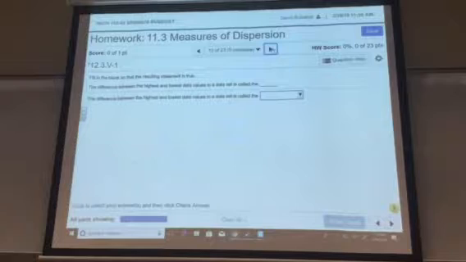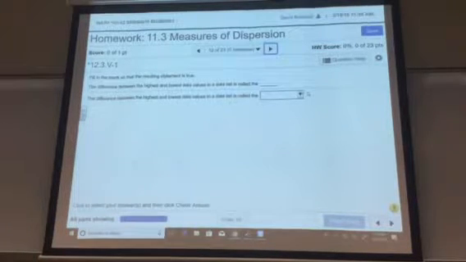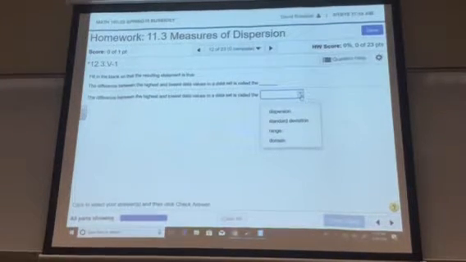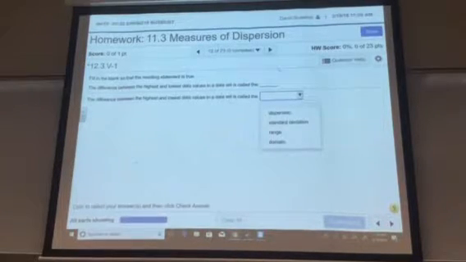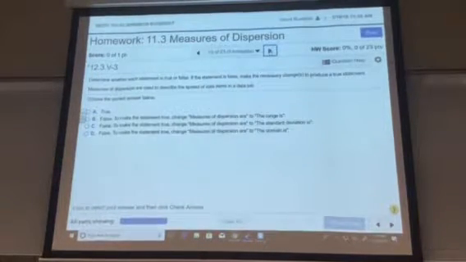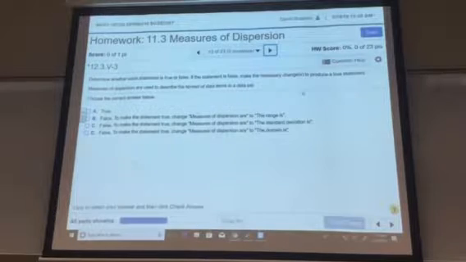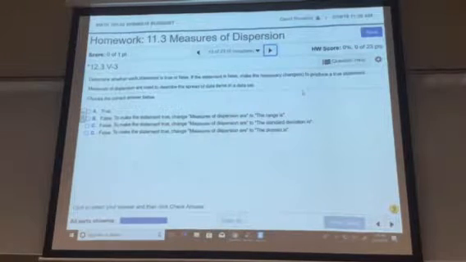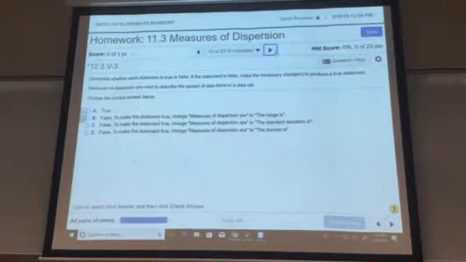Definition question. The difference between highest and lowest values is called range. Not dispersion. It is a measure of dispersion that has a specific name, range. Okay? True or false? Measures of dispersion are used to describe the spread of the data. The very first statement we made on the first note set screen.